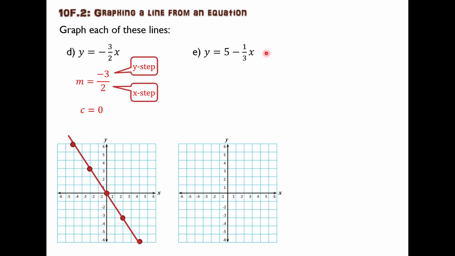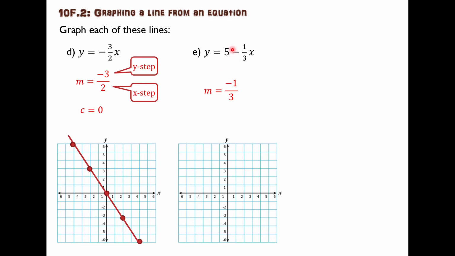We'll try this one now. Looks like they're trying to trick us with this question because the gradient m is here. Remember that m is the coefficient of the x term. The x term is -1/3 times x, so I will write my gradient m as -1 divided by 3.